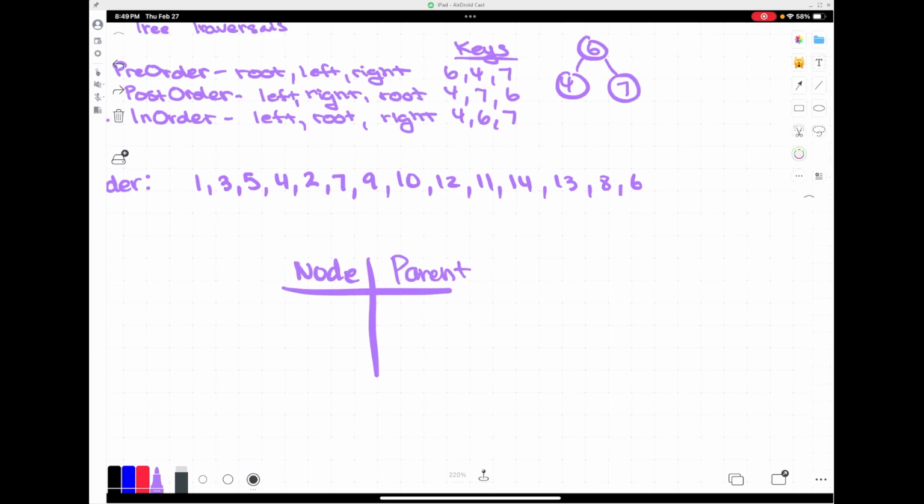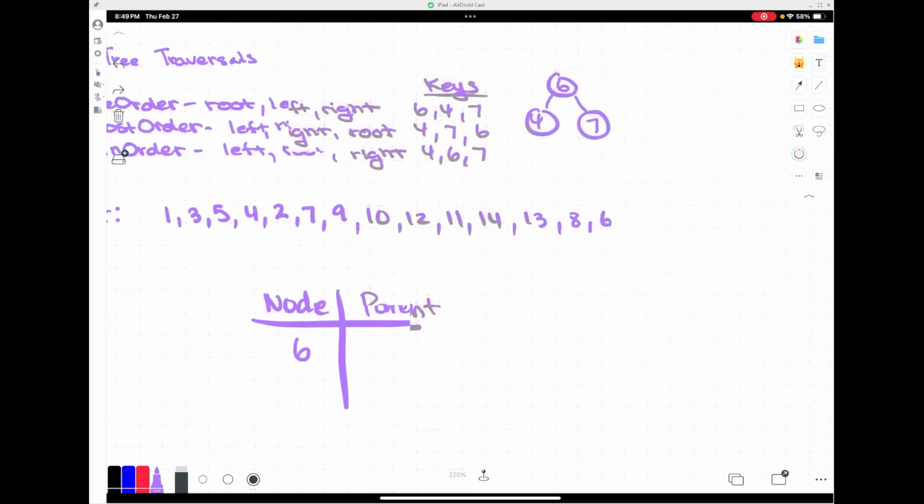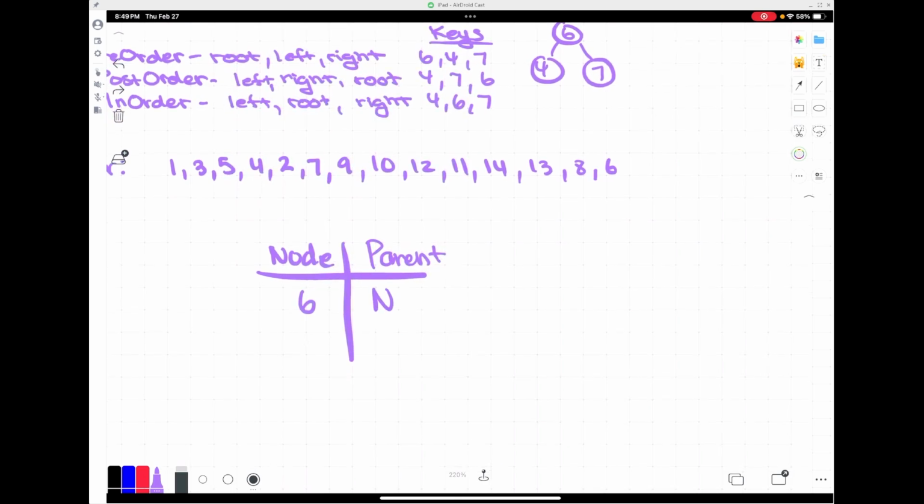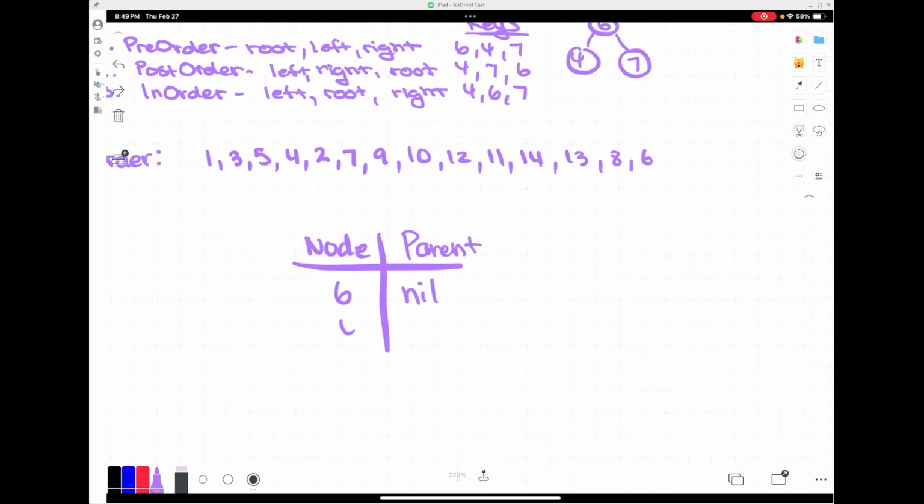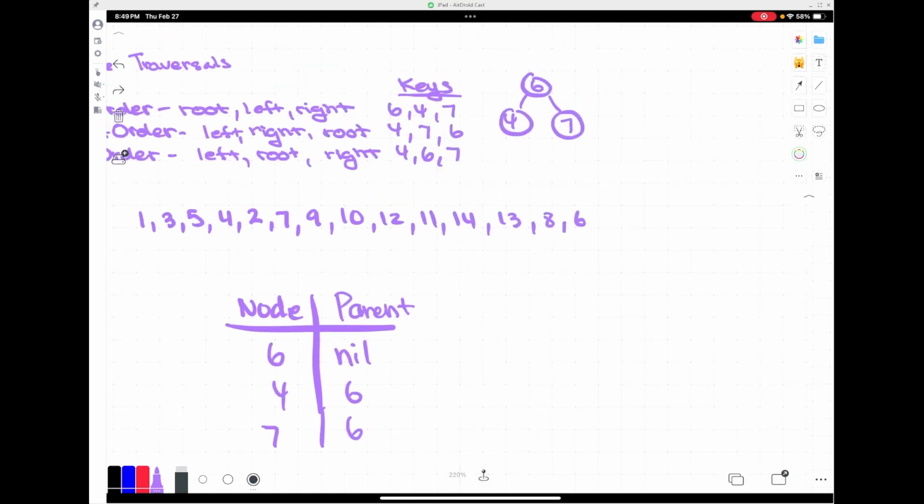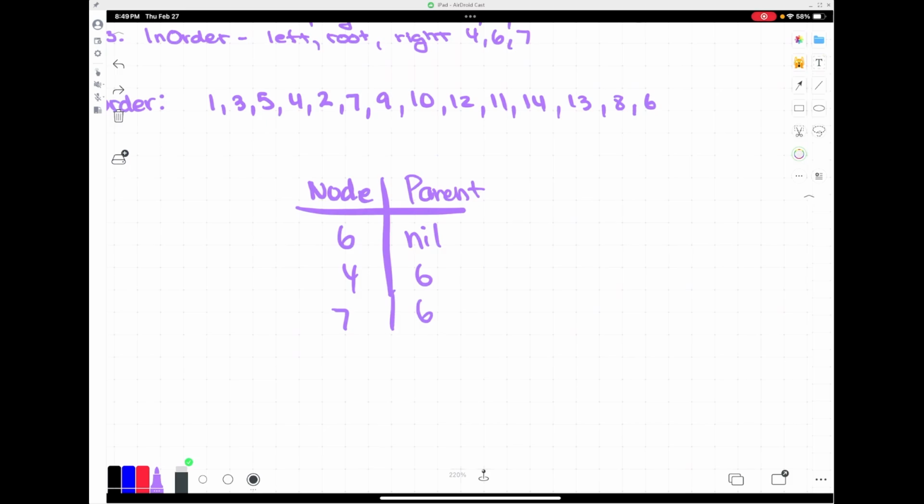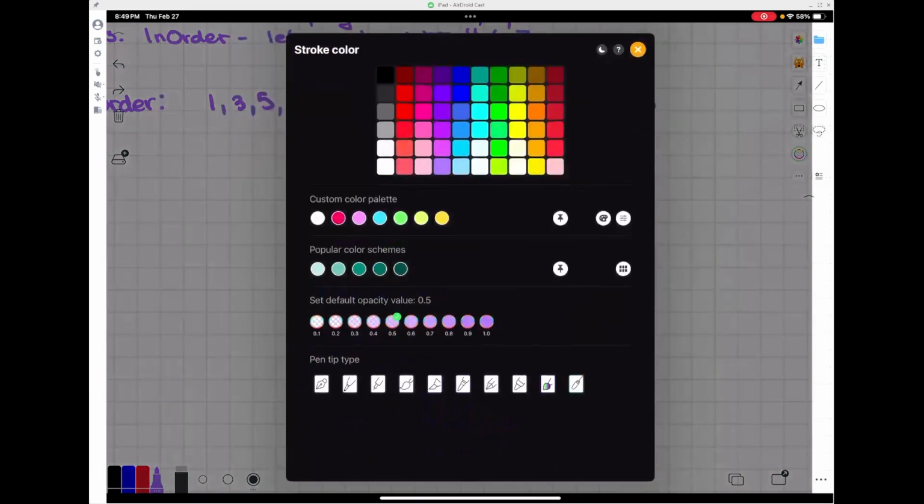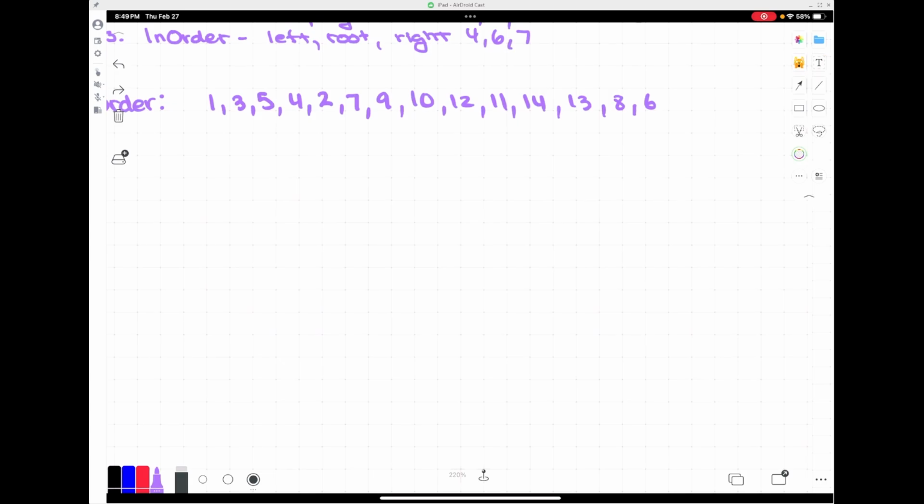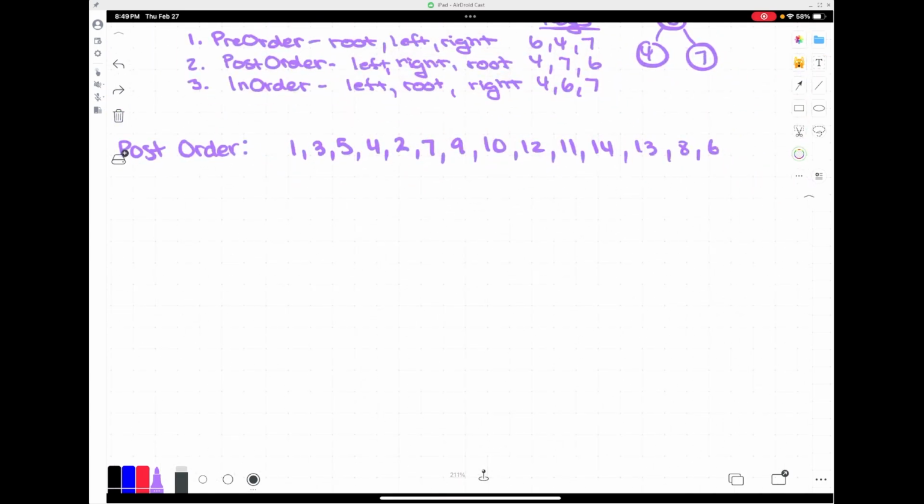You have to double check with the TA. But for the root, the parent would be nil. I think that's the only thing you really have to remember. 4 would be 6 and 7 would be 6 because 6 is the parent of these two. But you could pick either drawing it out or the table, and I feel like in order to answer the question, you have to draw it out anyways. So let's start post order.